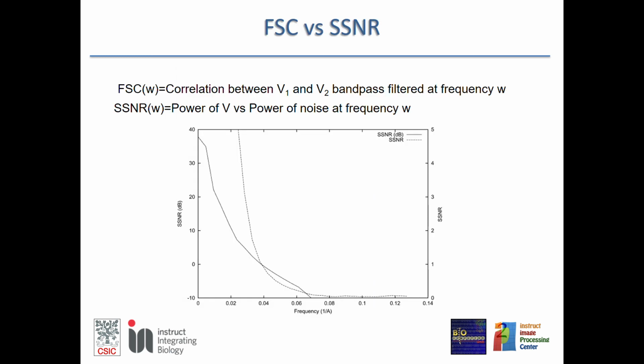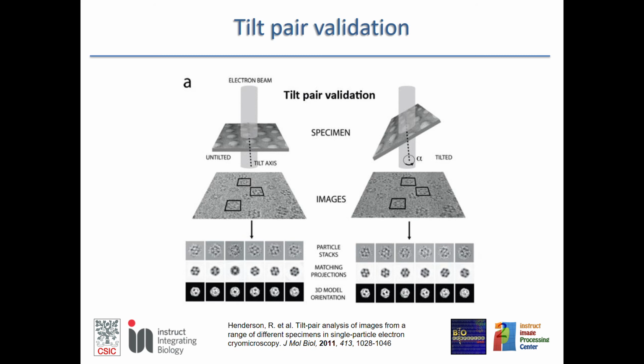And then we already mentioned this Fourier cell correlation and spectral signal to noise ratio, so those are related quantities. The specific relation is unknown, at least in analytical terms, unless you make a lot of simplifications, but they are related quantities. And then there is this technique that allows you to verify the handedness of your structure.